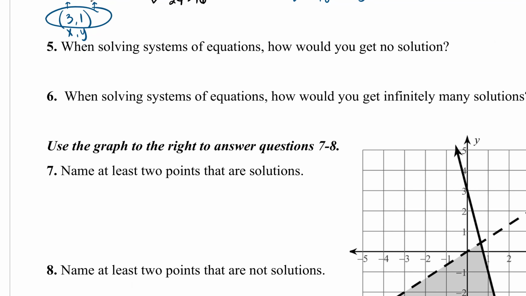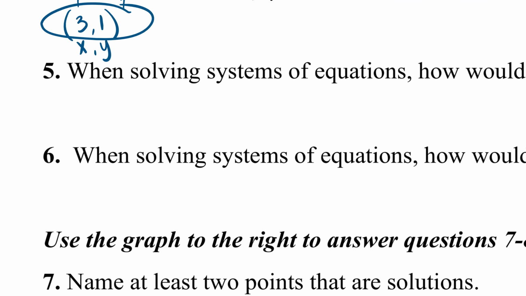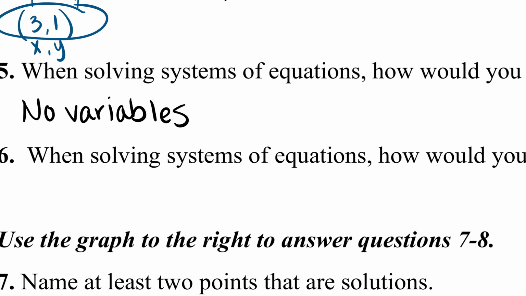Alright, look at 5. Number 5 is a little different. When solving systems of equations, how would you get no solution? Again, it's one of our special answers: we have no solution, infinite solutions, or all real numbers. To get no solution, I would have to have two things. I would have to have no variables left. So I'm just going to write no variables. If all the letters cancel out, however you want to write that. That's one thing that I have to have. And the second is a false equation. So whatever's left is not true.